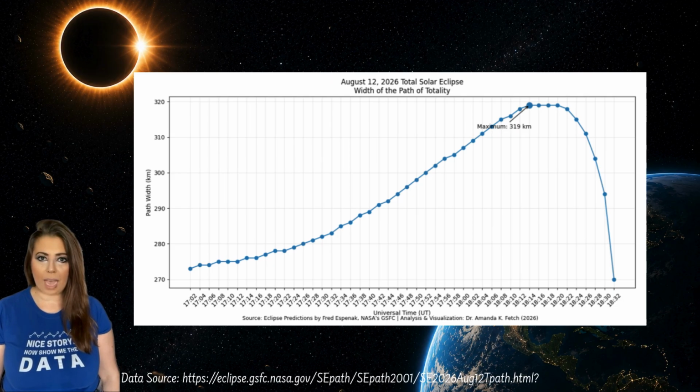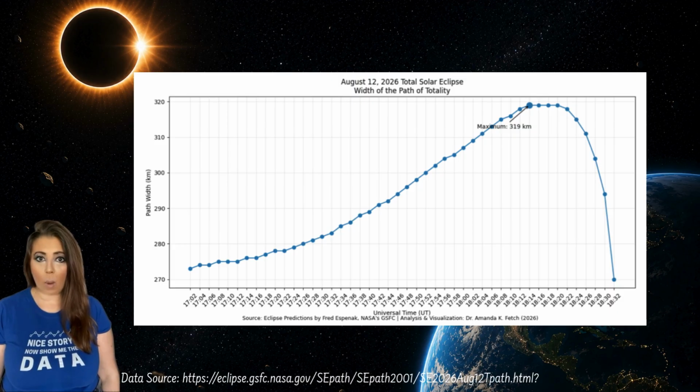Then I plotted the width of the path of totality, and this is where I noticed something interesting. At the point where totality lasts the longest, the path is about 292 kilometers wide. But the path keeps getting wider after that. Between roughly 1814 and 1820 UT, it reaches about 319 kilometers wide. And by then, totality is already getting shorter. At 1814, it's about 127 seconds, and by 1820, it's about 121 seconds. So the path is getting wider, while totality is getting shorter. That's what I find interesting.